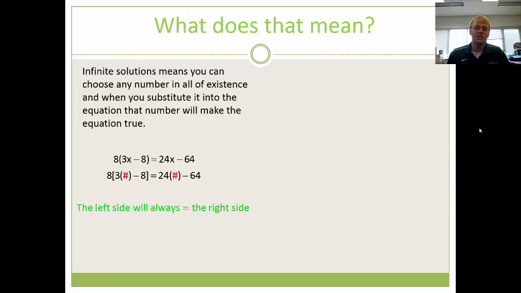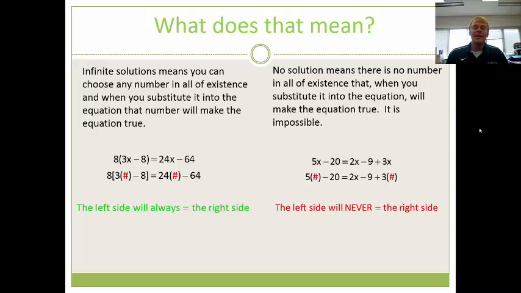So if you have an infinite solution set, what that means is you can take any number in all of existence, substitute it for the variable, and the left-hand side will equal the right-hand side. It is impossible for you to end up without a true statement, without a true equation. And conversely, no solution means that of all the numbers you could possibly come up with, not a single one will make the left-hand side equal to the right-hand side. Right, and so this is what we really mean when we talk about solutions. Again, we're always tying it back to, does it make the equation true? Does it make the left-hand side equal the right-hand side?